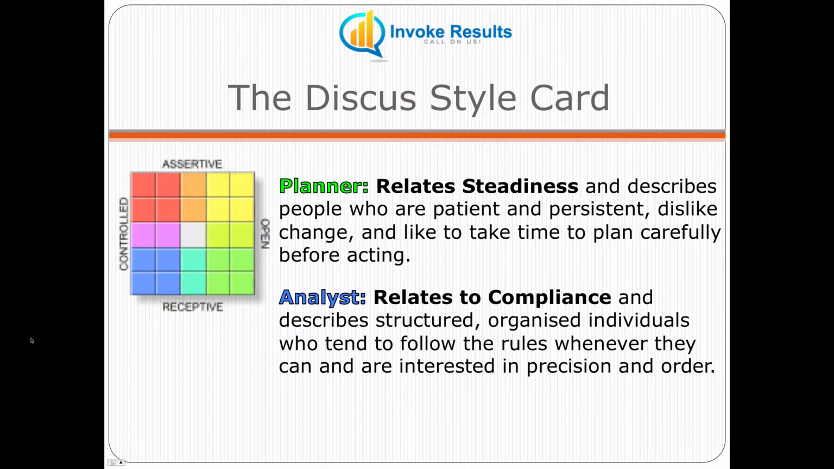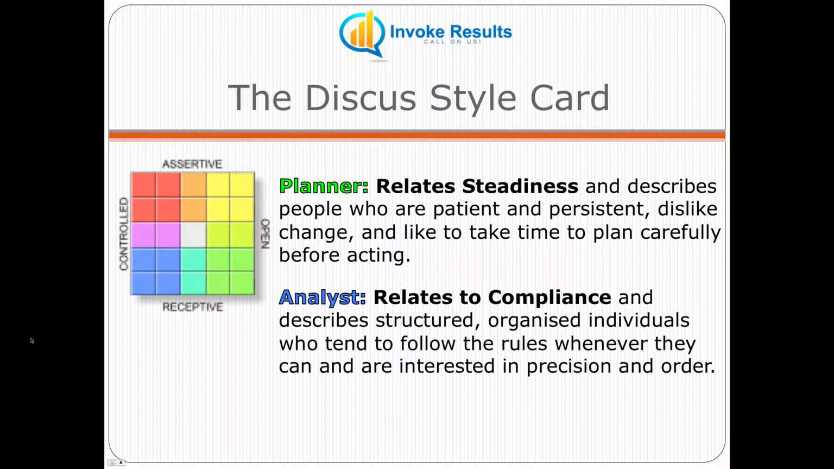Next is our planner, which relates to the steadiness factor. And this describes people who are patient and persistent, don't like a lot of change. Remember, they like security, and they like to take time to plan things out carefully before acting. Similar to the communicator, they do make their decisions based around people and how people will feel about a decision. And they're very good listeners, but they tend to like to consider what they're going to do, taking in their environment and planning things before they take any action.